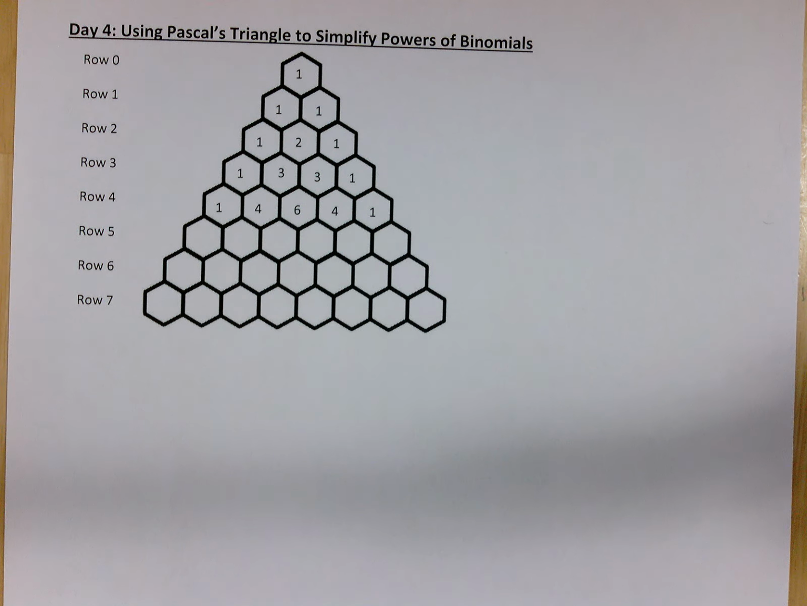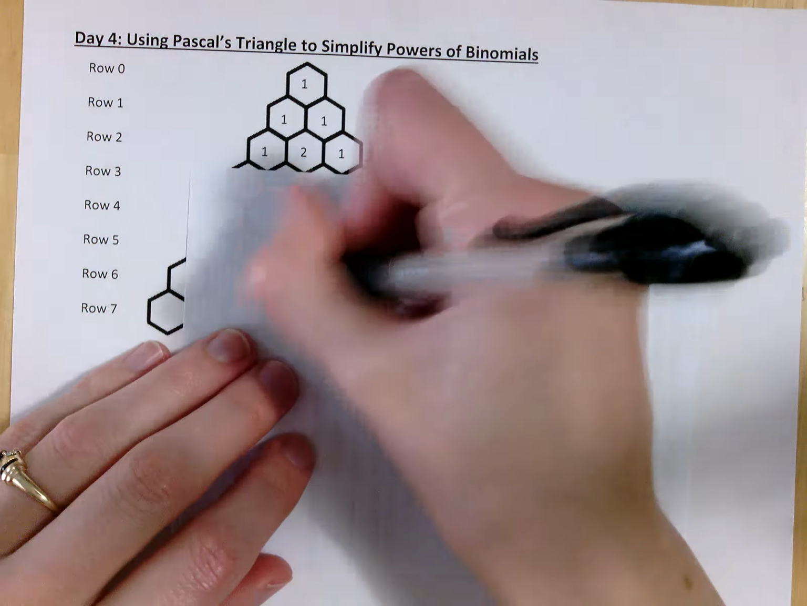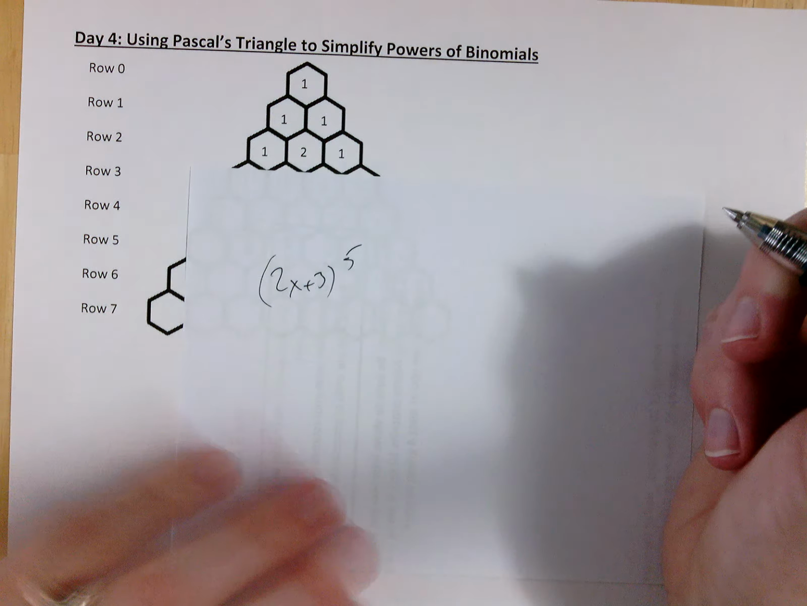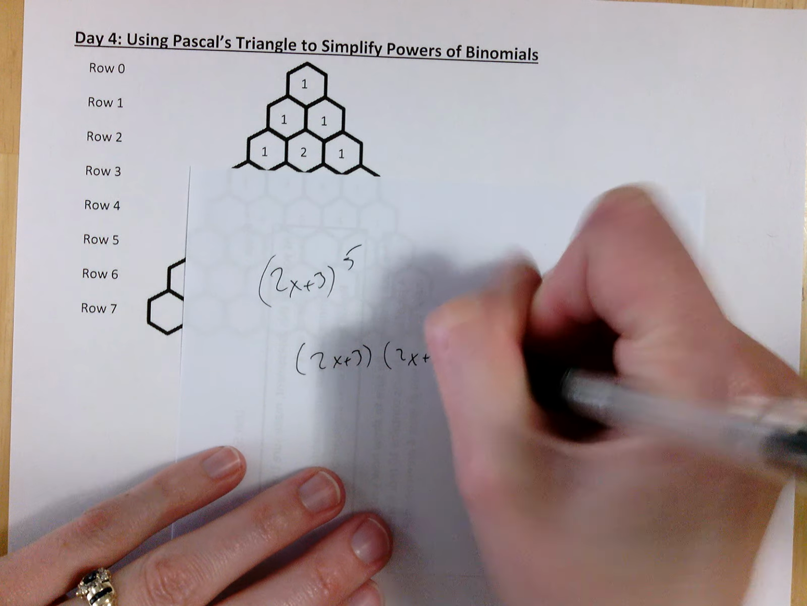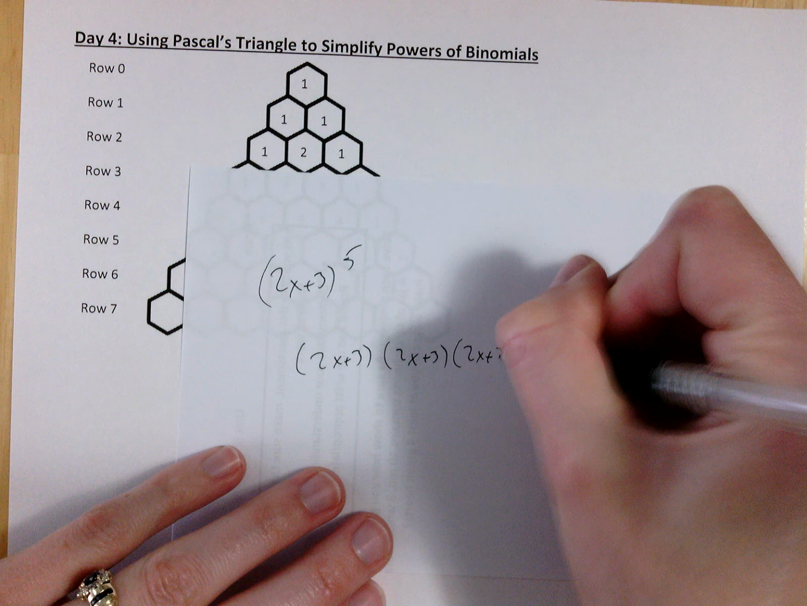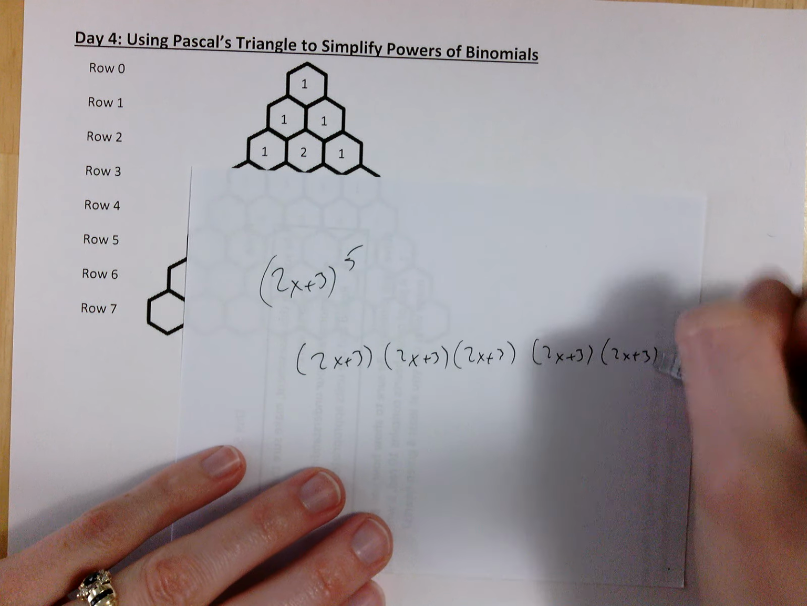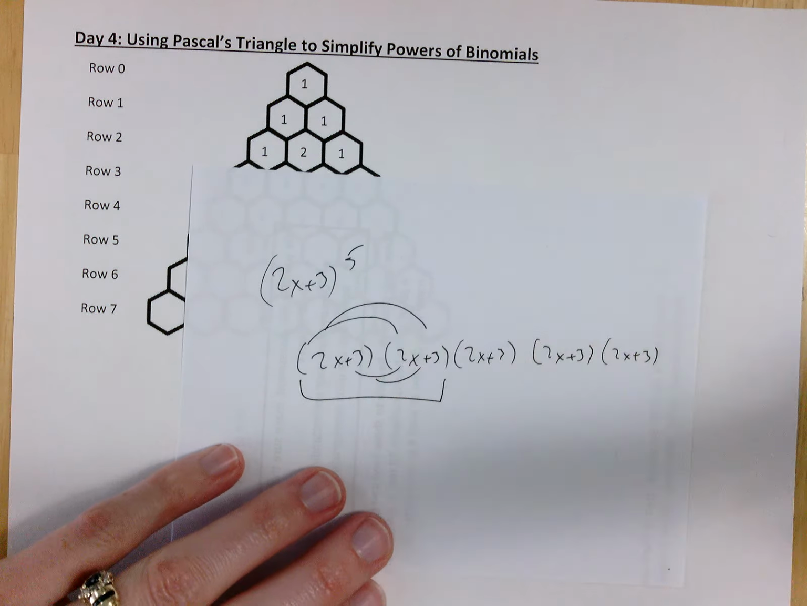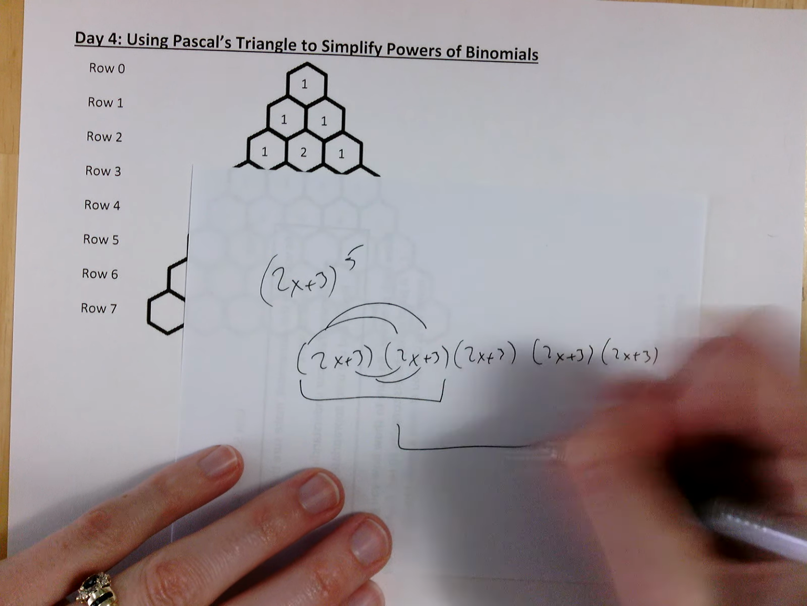Right now, in order to do that problem, it would be kind of a lot of work for us, right? So, if I wanted to do something like 2x plus 3 to, let's go with the fifth power, in order to do that, what we'd have to do is say, okay, that means I have 5 copies of this, and then I'd have to do a double distributive property here to simplify this bit. And then once I got this answer, I would multiply it by this one.